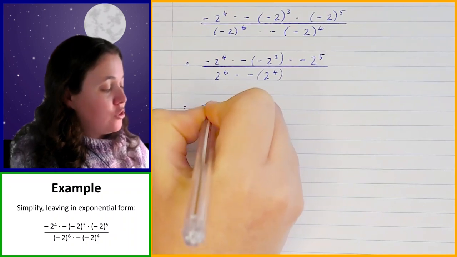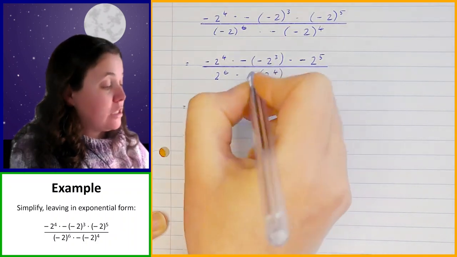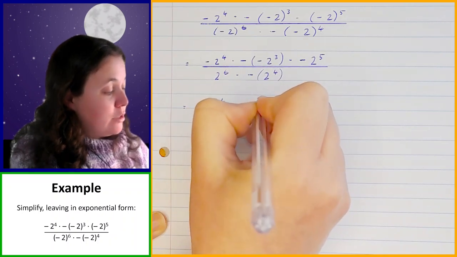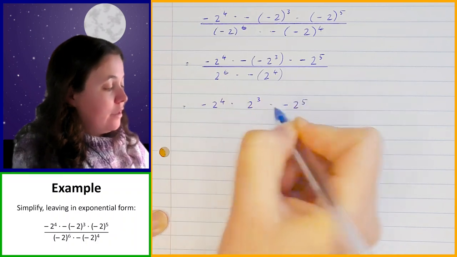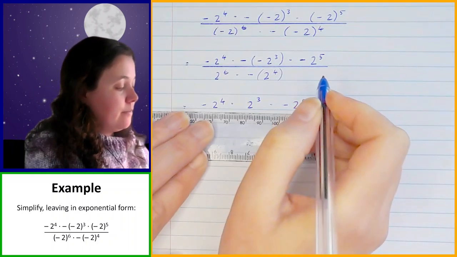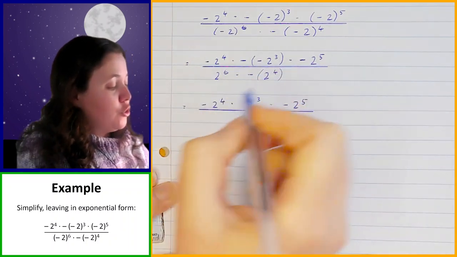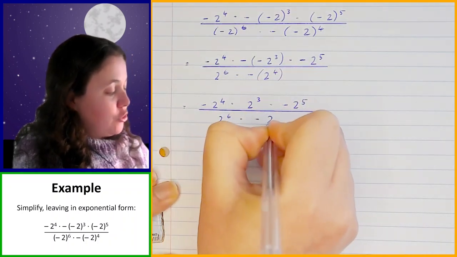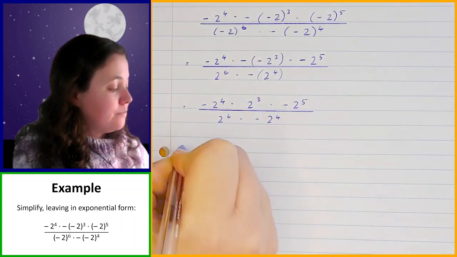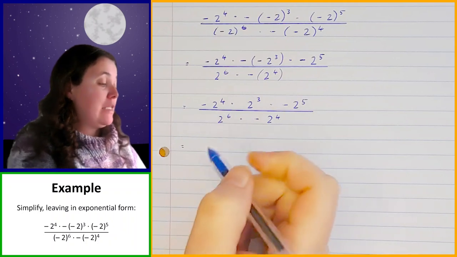So I've got negative 2 to the power of 4 times, then I've got a negative and a negative that makes a positive, 2 cubed, times negative 2 to the power of 5, over 2 to the power of 6 times negative 2 to the power of 4. Okay, so now let's simplify our numerator and our denominator separately first.